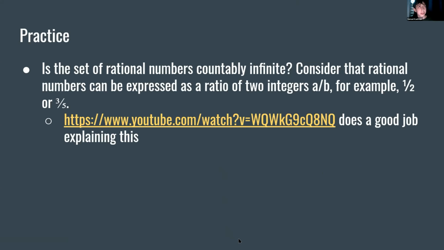So is the set of rational numbers countably infinite? Rational numbers are numbers that can be expressed as a ratio between two integers, and we'll write it as a over b. Some examples are 1/2 and 3/5, 1/3, 1/4, 1/5, 2/3, 2/4, 2/5, and so on. See if you can figure out whether these numbers are countably infinite. This is a hard question, so I'm curious to see what you think of it.